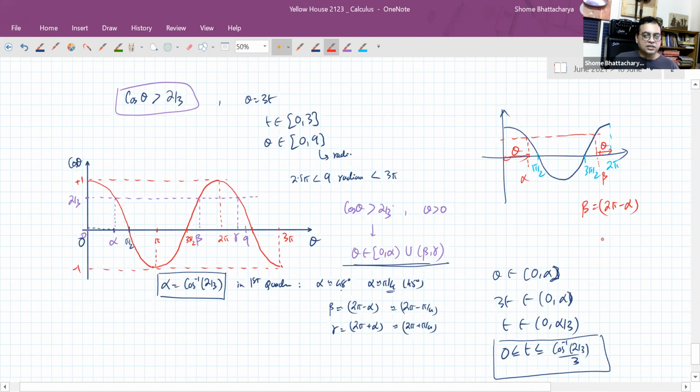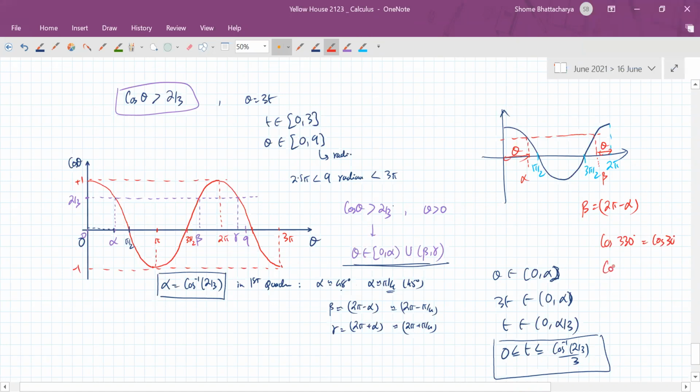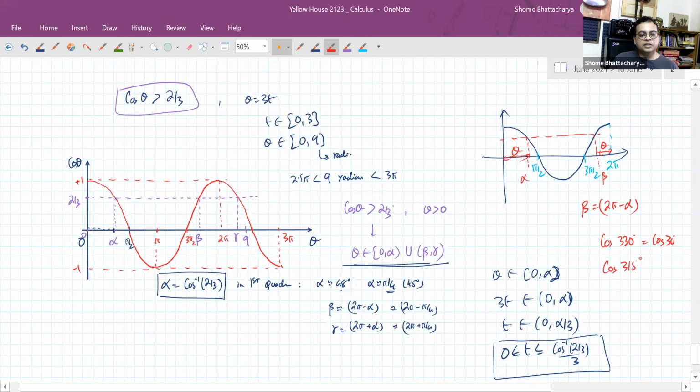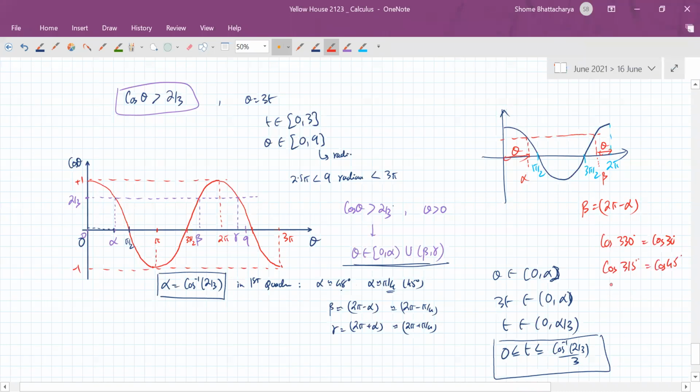That's, for example, how we get the relation that cos of 330 is the same thing as cos 30. Or, for example, cos of 315 is the same thing as cos 45, right? Yes, sir. So that's the relation between beta and alpha.